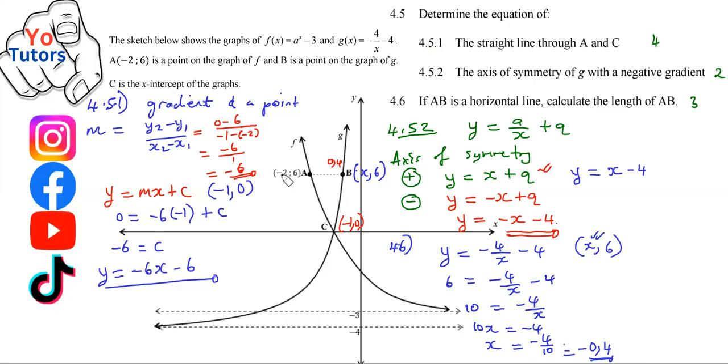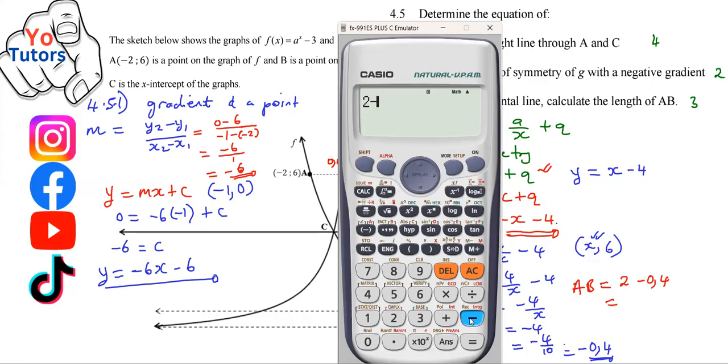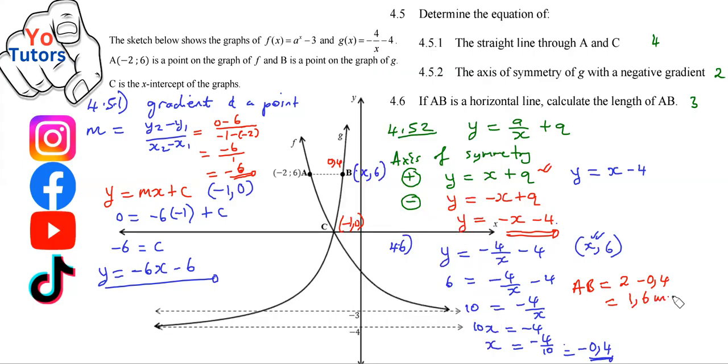And also -2 there. For us to get the difference, the length of AB is going to be equal to 2 minus 0.4. What do we get? 2 minus 0.4, we get 1.6. So it's going to be 1.6 units. Okay, that's the final answer there. So guys, thank you so much. Until next time.